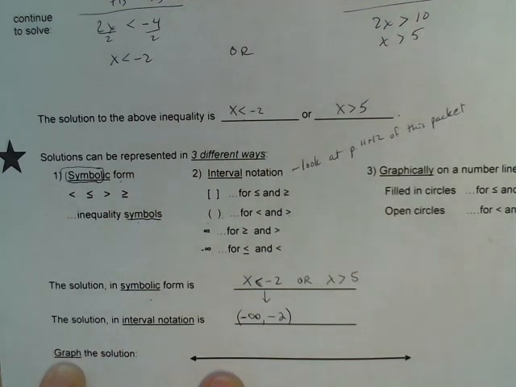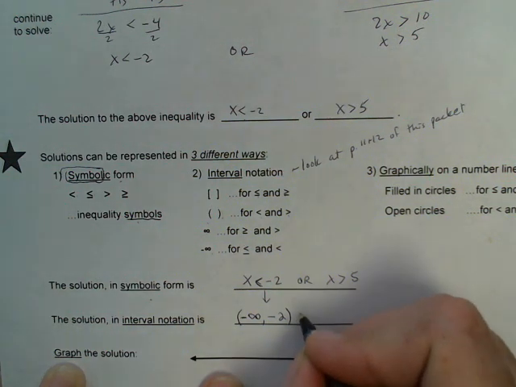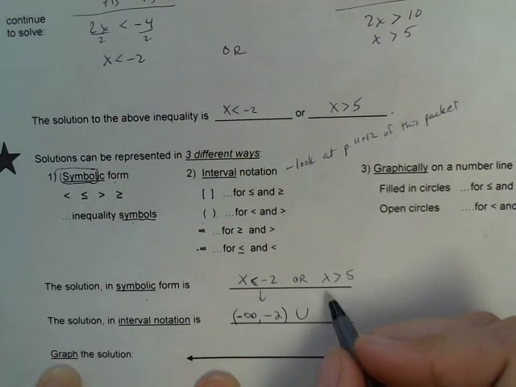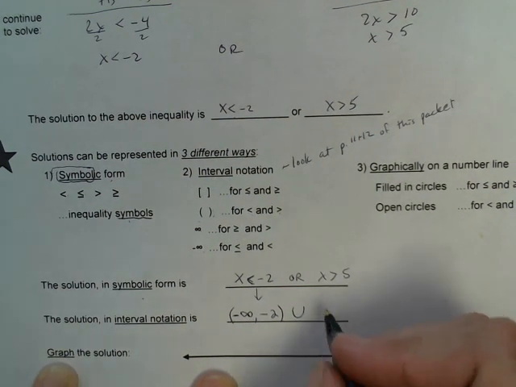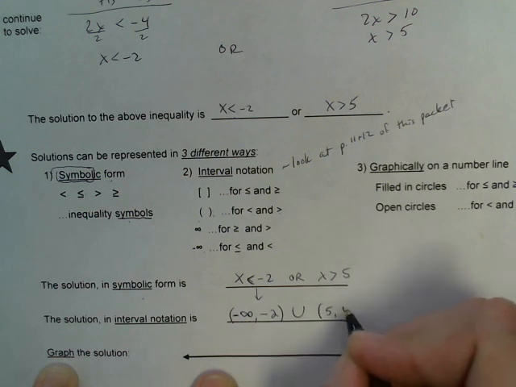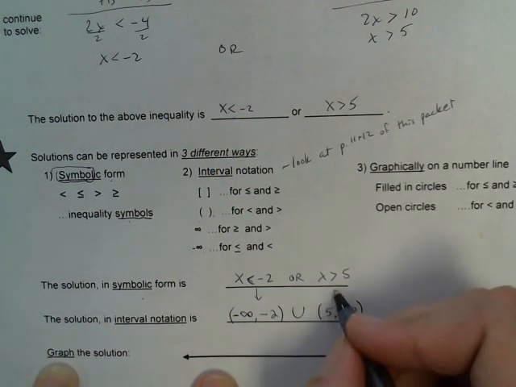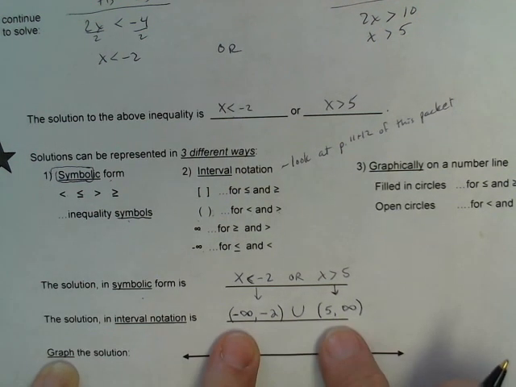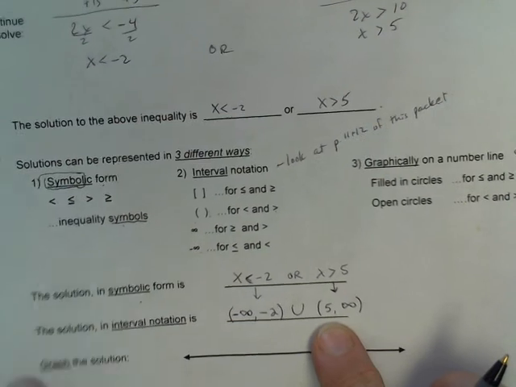All right. Now in place of OR, you can write the word OR if you want to, or what we usually do is we write a little U. That stands for union. And x is greater than 5 means we're going to start with the number 5 and go all the way up as high as we can possibly go. We actually can't get there. We go to infinity. So this part of the inequality is represented in interval notation like this. So those are the two parts and their union together.